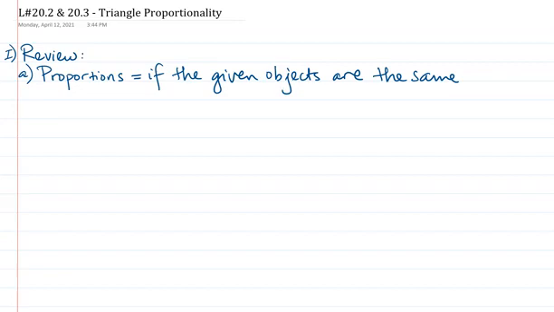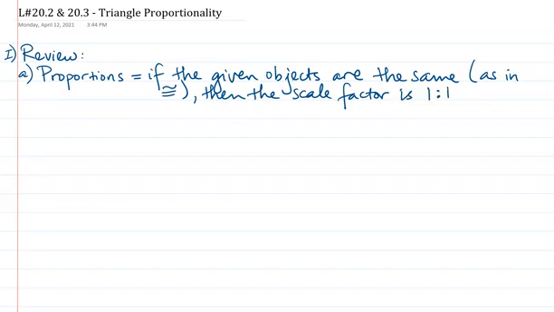Proportions. If the given objects are the same, as in congruent, then the scale factor is 1 to 1. Okay, so that reads as 1 to 1.